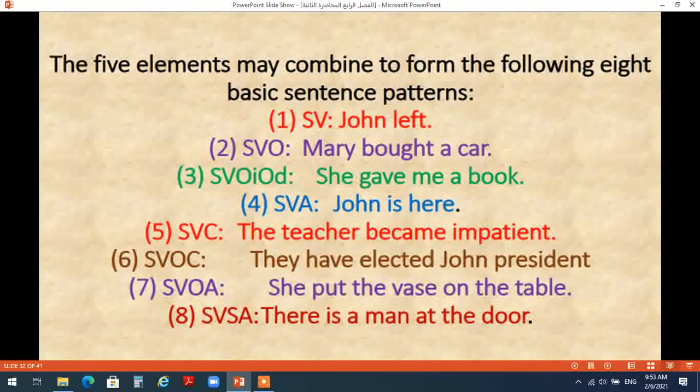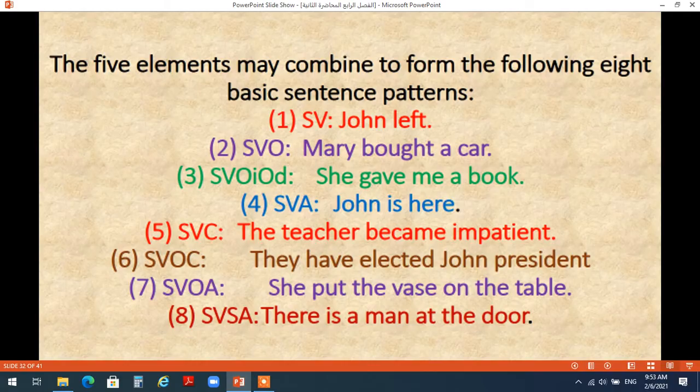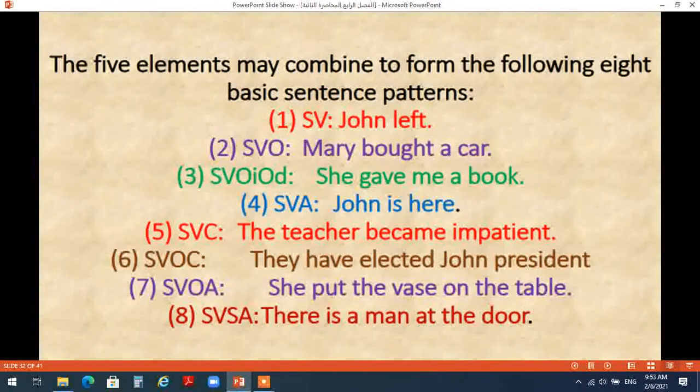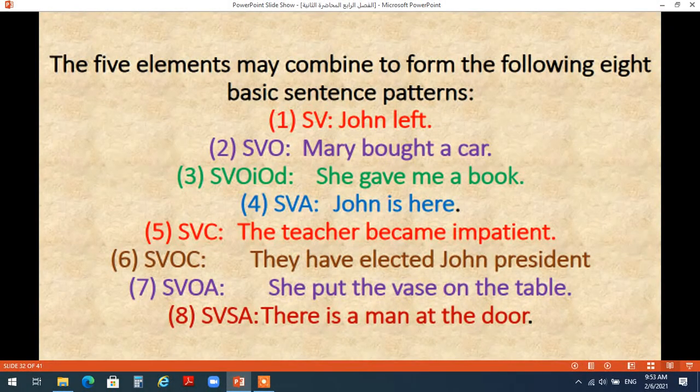أما النمط الثامن والأخير فهو عبارة عن نمط نادر نوعا ما أو غير شائع الاستخدام مثل الأنماط السابقة اللي يتكون من فاعل وفعل وفاعل آخر ثم adverbial. For example, there is a man at the door.